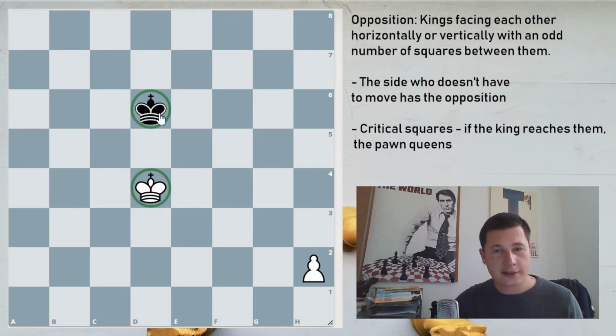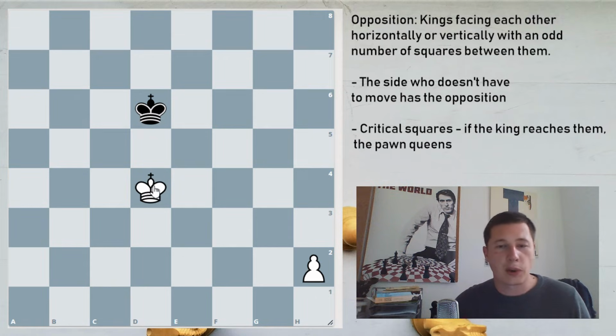When you have kings facing each other with an odd number of squares between them, either 1 square or 3 squares or 5 squares, whoever doesn't have to move has the opposition and has the advantage. With an empty board, let's say the h2 pawn isn't here, it doesn't really make much sense. But with pawns on the board, it's crucial, as we are going to see. So what does that mean?